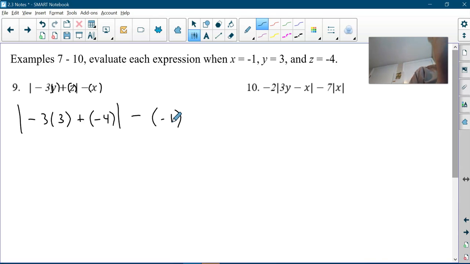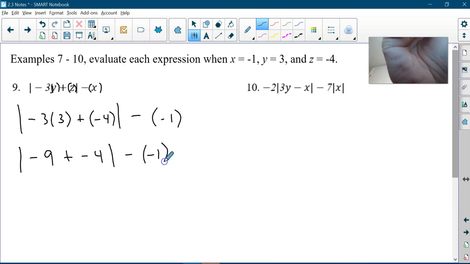All right, let's go ahead and finish simplifying this. Negative 3 times 3 is negative 9, and then plus negative 4. And then I have minus negative 1. Okay, so I'm going to end up cleaning up that minus negative 1 and writing it as a plus. But I'll do that on the next step.